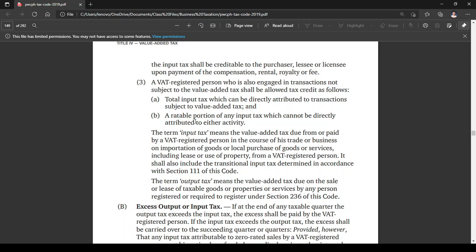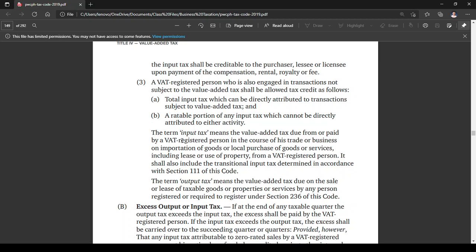Okay? So for example, yung sales niya under sa services na subject sa value added tax is 50,000. Tapos yung sales niya under sa services na subject sa percentage tax is 50,000 din. Then yung input tax, pwede natin siyang i-proportion 50-50 kasi pareha sila ng sales, right? So ganun lang 'yon.